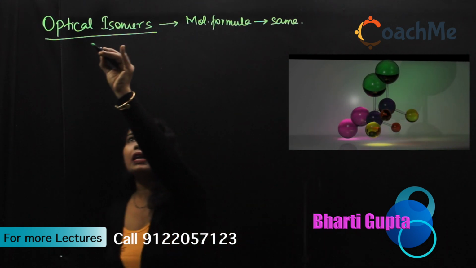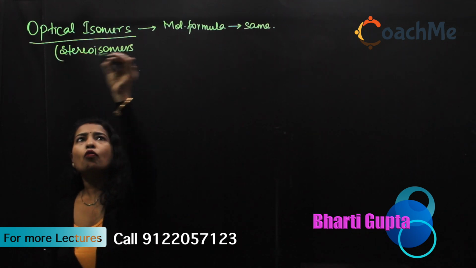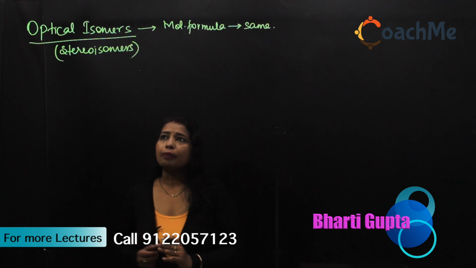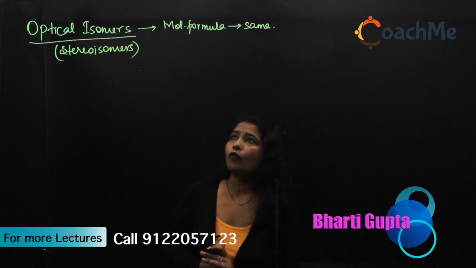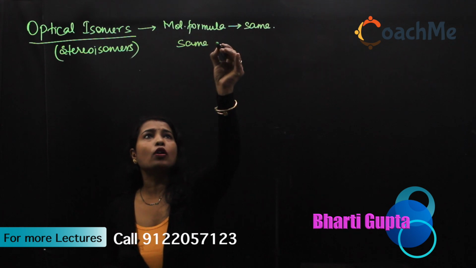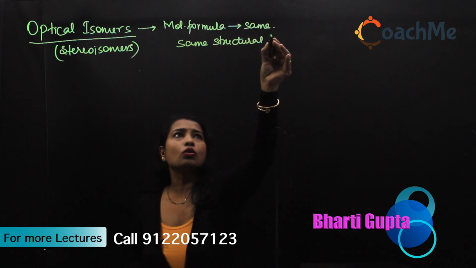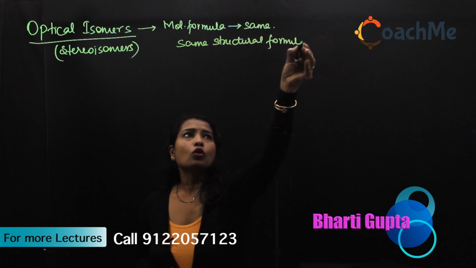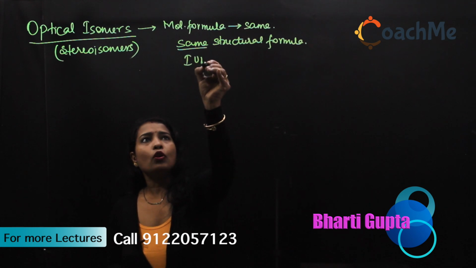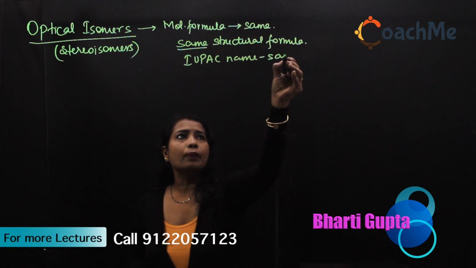Optical isomers are a type of stereoisomers. Now what do you mean by stereoisomers? Stereoisomers means compounds having the same molecular formula and also the same structural formula. For stereoisomers, the structural formula is also the same. The molecular formula is the same, the structural formula is the same, and the IUPAC name is also the same.